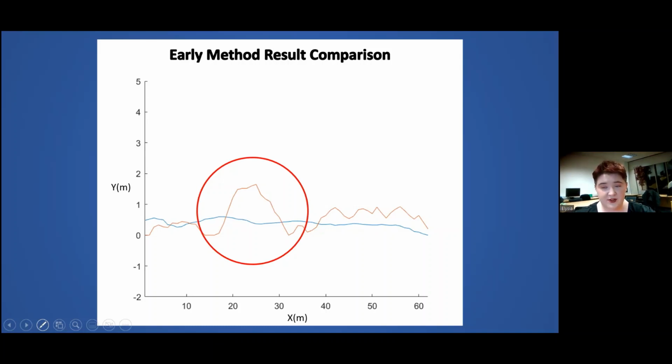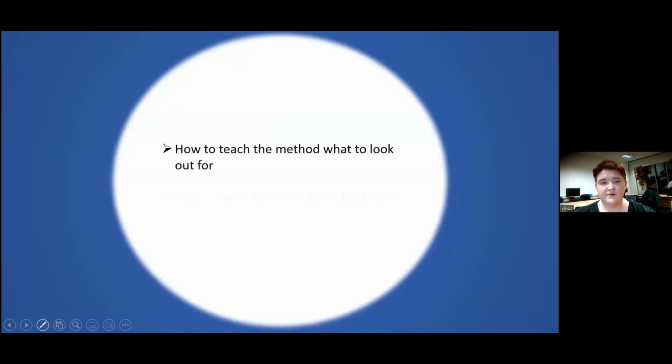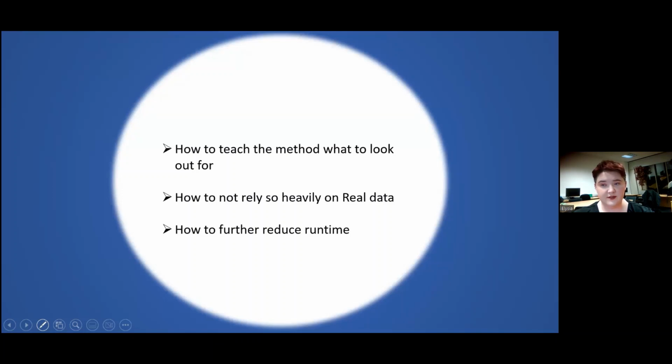The question at that point was how to teach the method what to look out for, how not to rely so heavily on the real data, and how to reduce the runtime even further.